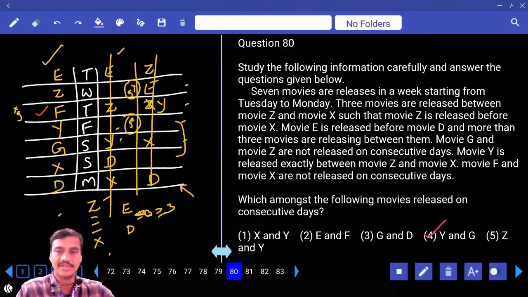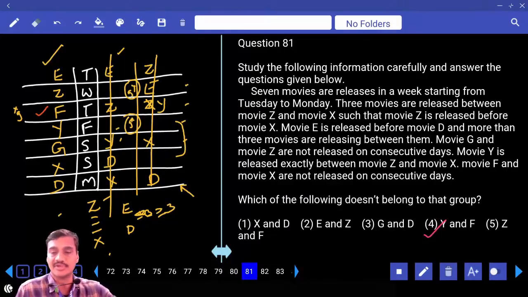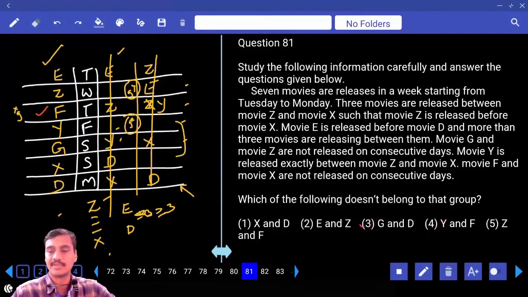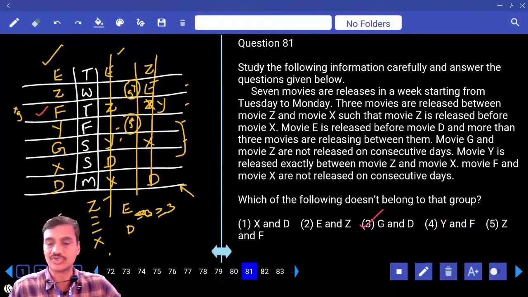Then 81 onwards. And 81, which of the following does not belong to the group? X and D, now X and D are consecutive. E and Z are consecutive. G and D have one in between these two. Hence what is the answer we have? Choice 3, question number 81. Is that right? 81 it is choice 3.